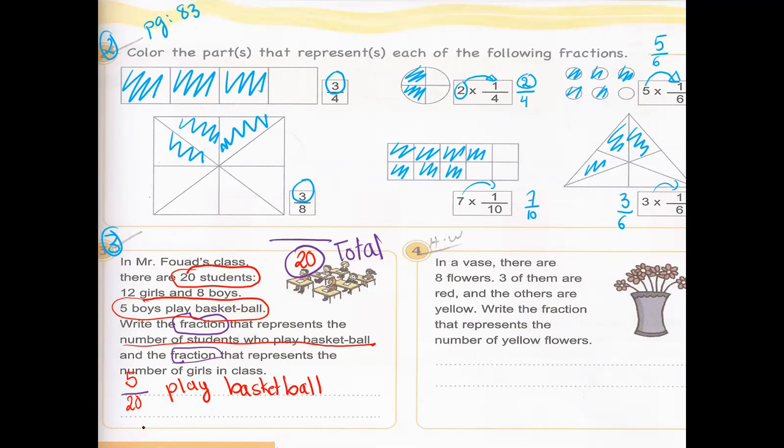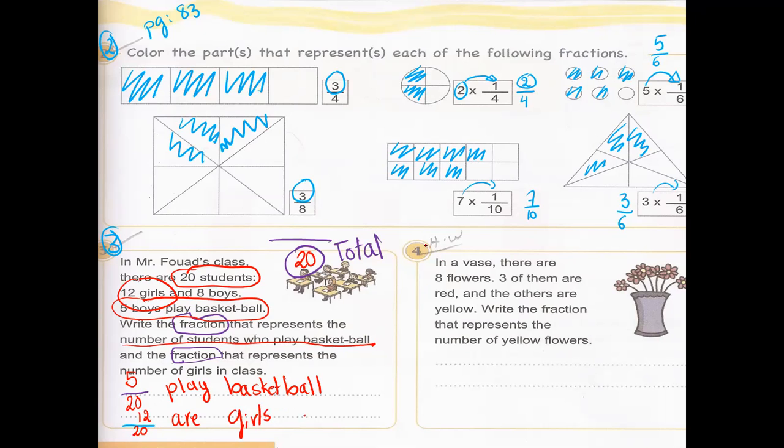Now the second question. Write the fraction that represents the number of girls in the class. We said it before: always the denominator is the total. What is the total number? 20. So it has to be over what? 20. Up, according to the question, I'm asking you about the number of girls in the class. So how many girls do we have? We have 12 girls. Up, I will write 12. So 12 out of 20 are girls. That's it. This is how we write a fraction.